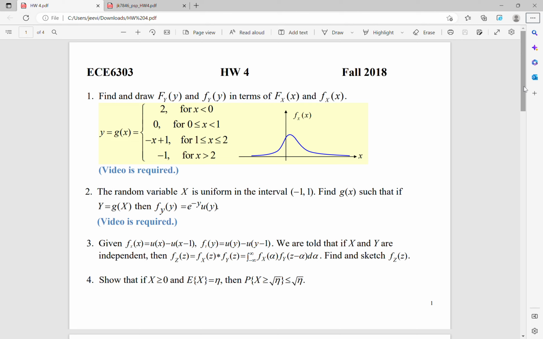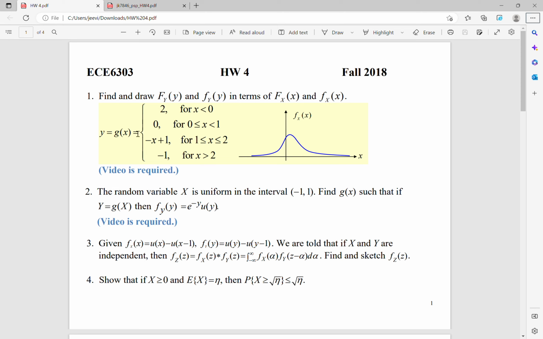Now let's have a look at the question. Find and draw F_Y(y), which is the cumulative distribution function for Y, and the probability distribution of Y in terms of the cumulative distribution of X and the probability distribution of X.